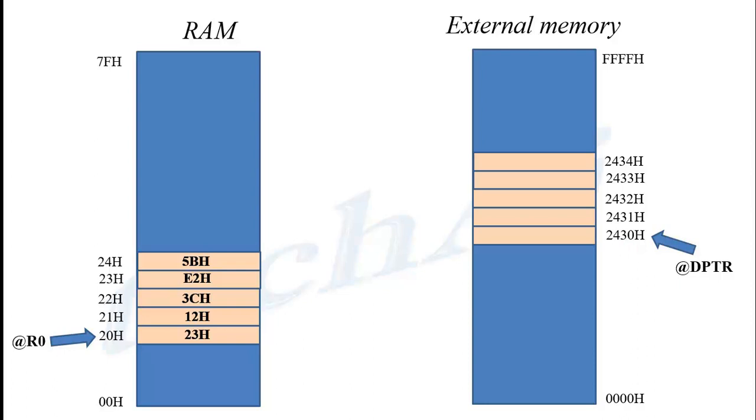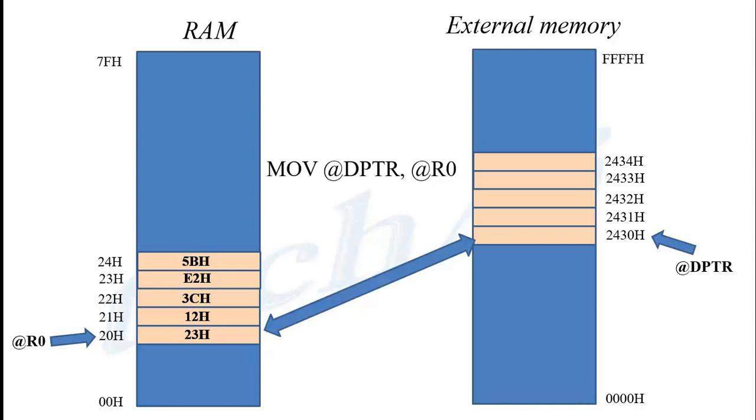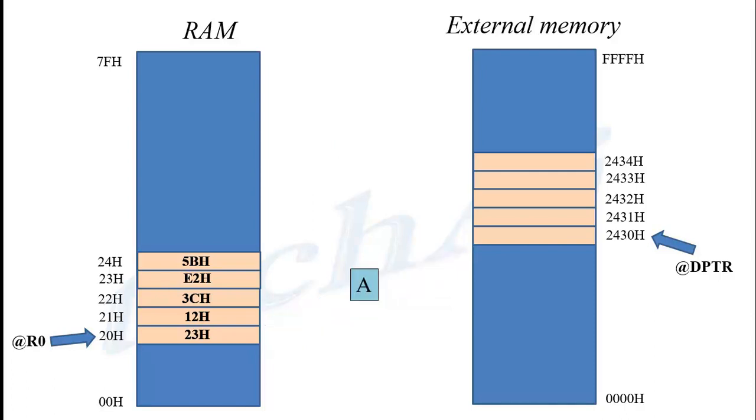Once we initialize the address pointers, we cannot transfer the data directly from one address to another address, as the 8051 does not allow us to transfer data from one address pointer to another address pointer directly. So this is not allowed in an 8051 microcontroller. To perform this operation, we have to use the accumulator.